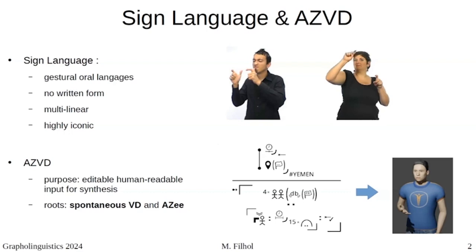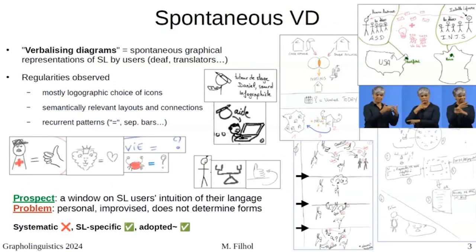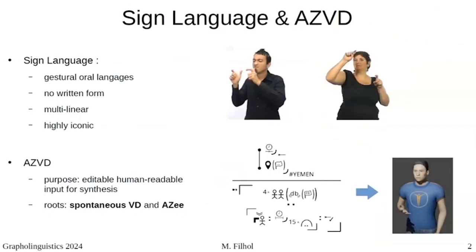All right. That means we're able to animate that. That's also kind of a teasing point for me. The roots for this are these two roots, and the two subsequent slides are going to be about that. Spontaneous VD, verbalizing diagrams. That's my term for it. I'm going to show some. AZ, a formal model to represent sign language. So one slide on each.